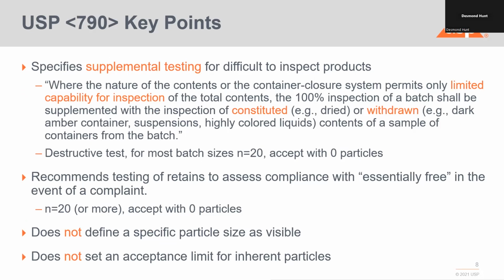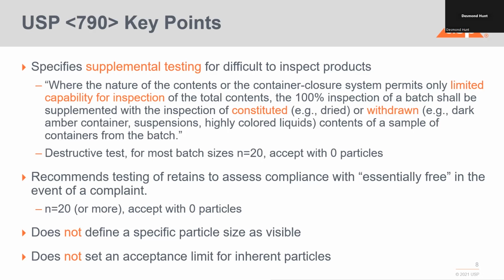So let me continue. Some other key aspects related to 790, and this was kind of the discussion. In a perfect world, when you have a clear solution, visual inspection is quite straightforward, but we know that there are many products out there that we say are difficult to inspect. They may be in an amber container, or they may be a lyophilized product. So how do you, in these situations, determine whether or not there are visible particles? And so within the chapter, we add difficult to inspect instructions and how one should deal with them.